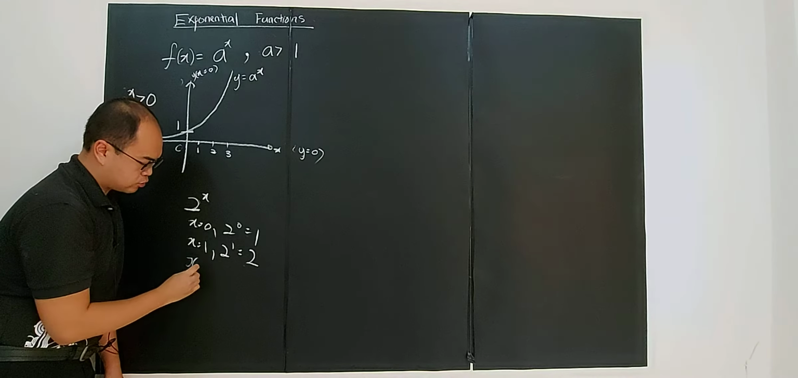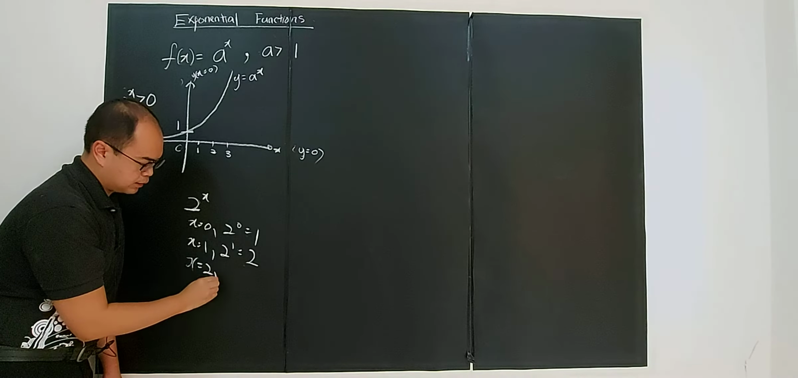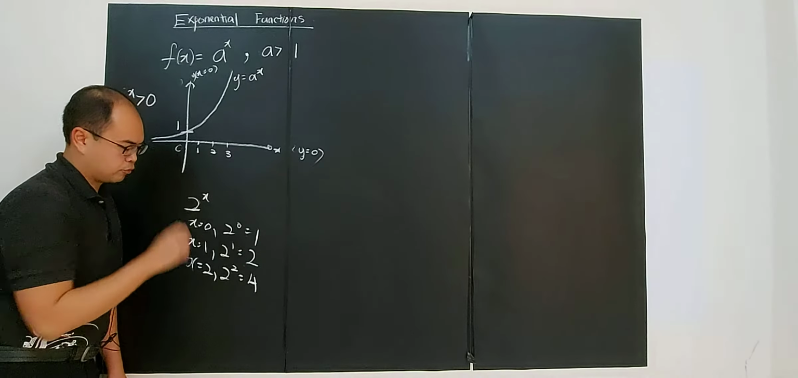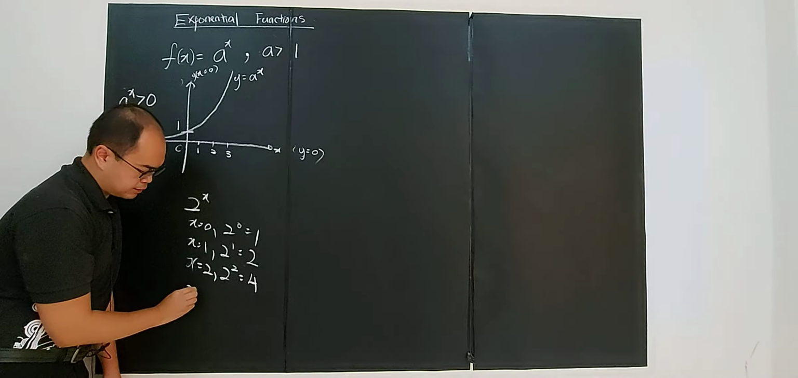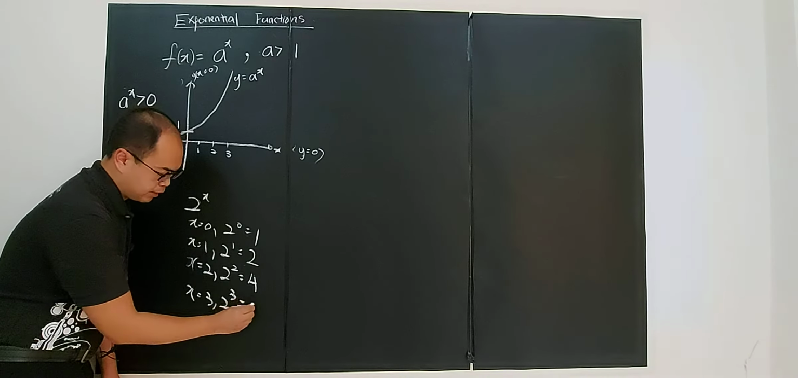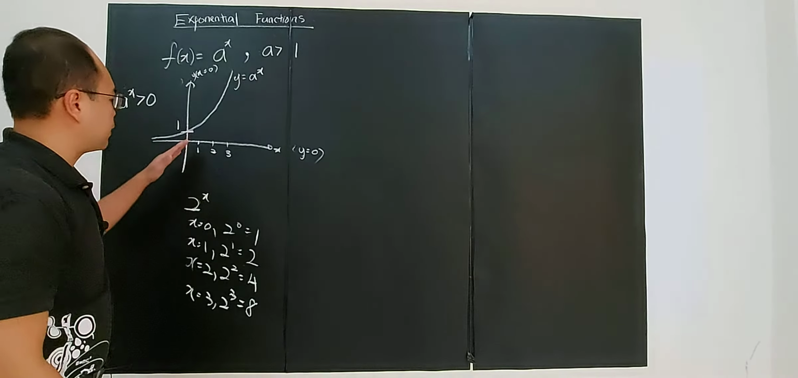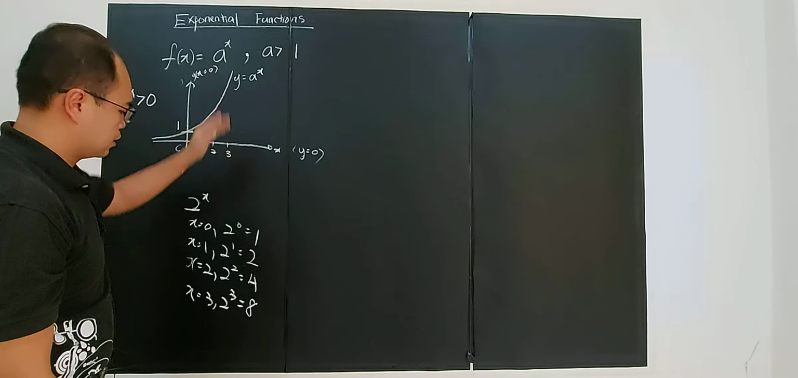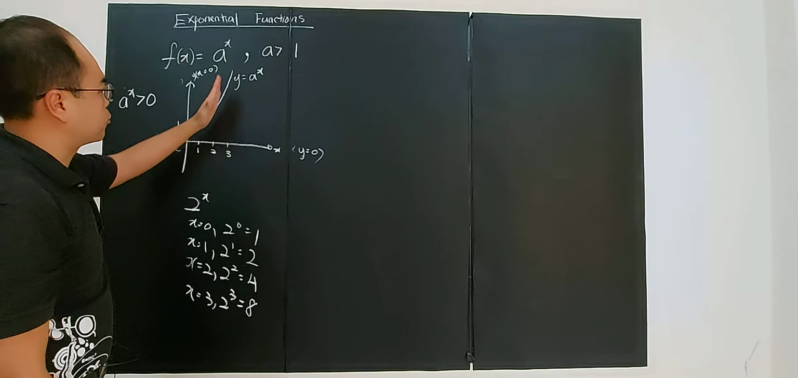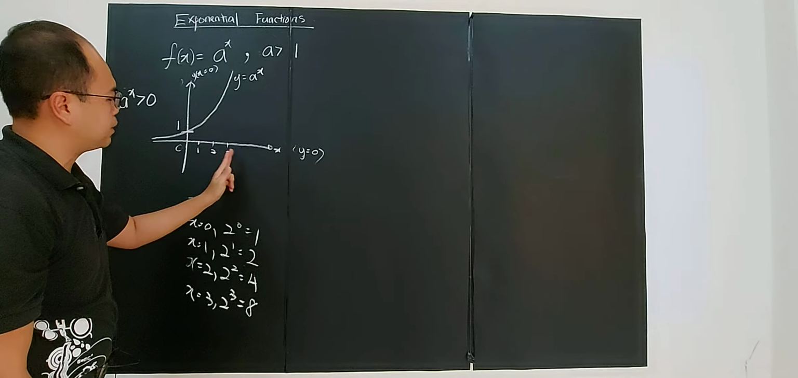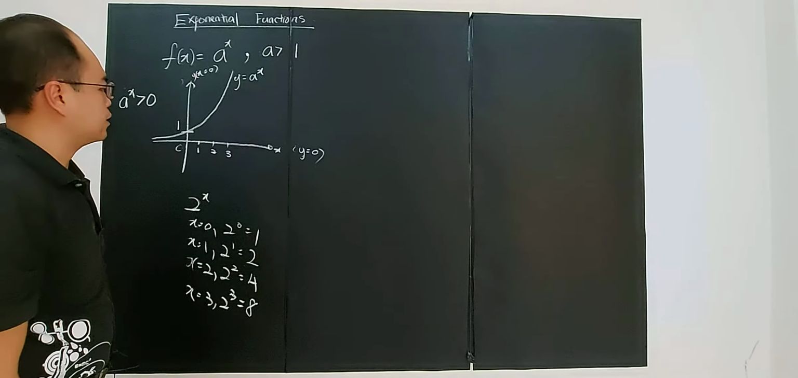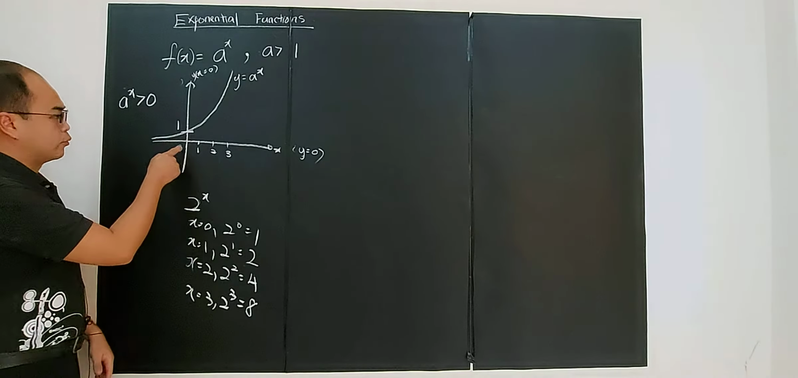When x equals 2, it will be 2 to the power of 2, which is 4. And when x equals 3, 2 to the power of 3 gives 8. So the number gets bigger and bigger. Can you see that? They increase exponentially. It means that as x gets bigger and bigger, the curve gets higher and higher.